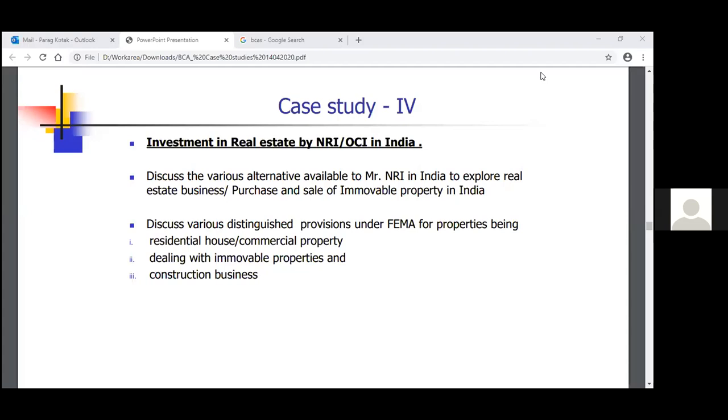See, why I've put up this case study is for a simple reason that when we see the provision in relation to immovable property, we are confused as to what provision to apply: whether the construction FDI as stated in the non-debt rules is to be applied, or the provisions of Schedule 4 on a non-repatriation basis should apply, or provisions of Chapter 9 on the purchase and sale of immovable property be applied.